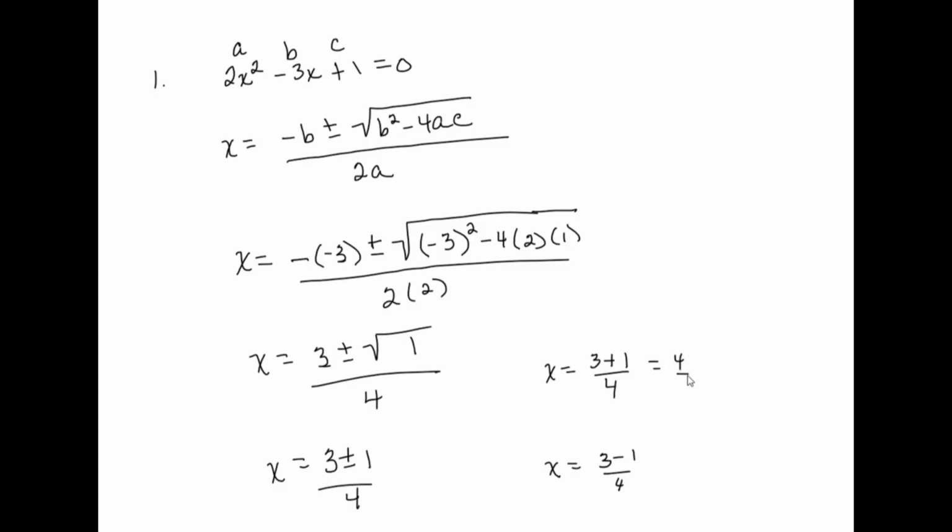So this is 4 divided by 4, which is 1. And this is 2 divided by 4, which simplifies to 1/2. So those are my 2 answers. I'm running out of room, so I'll stick my answer up here. 1/2 and 1 are my answers.